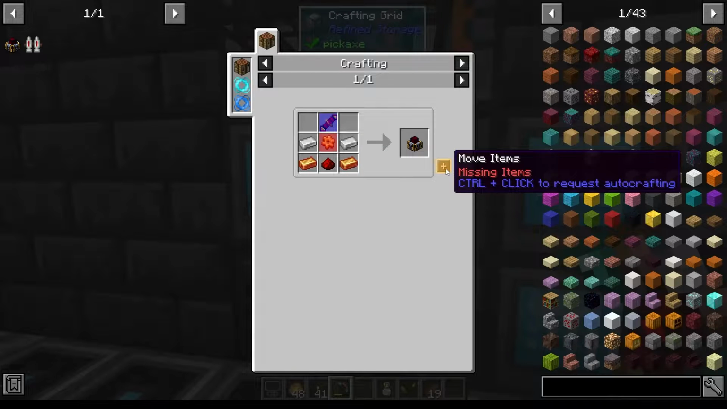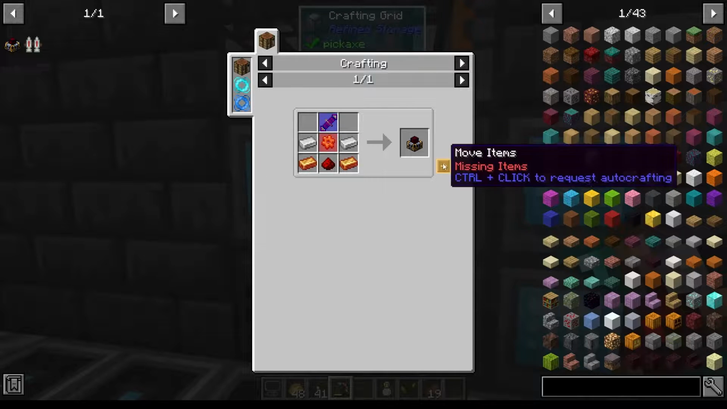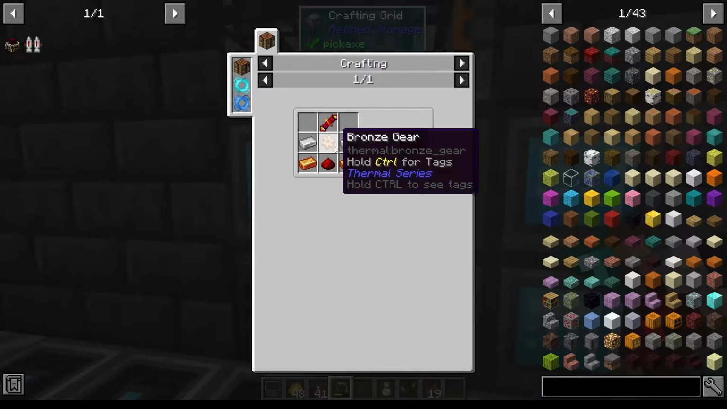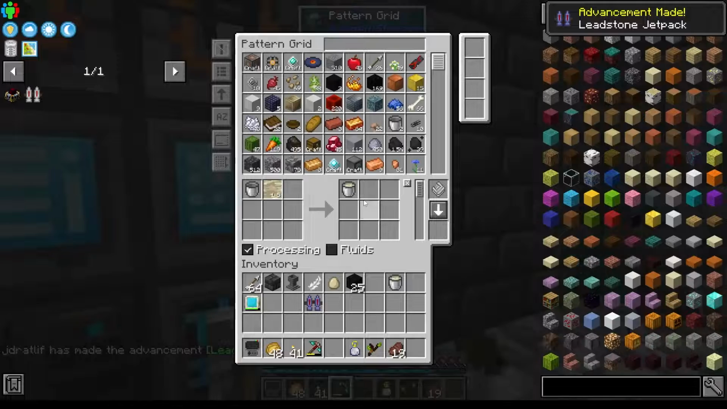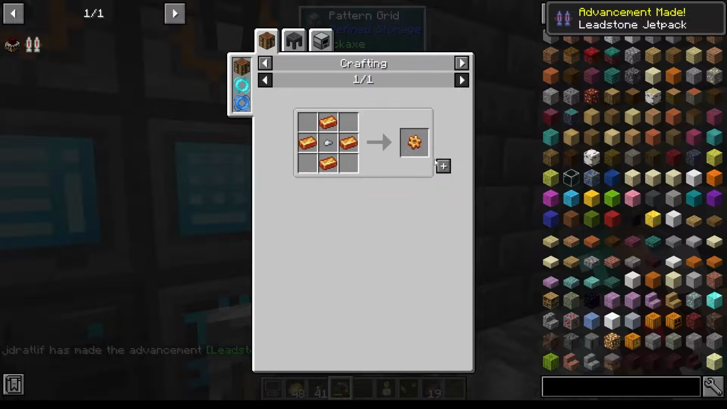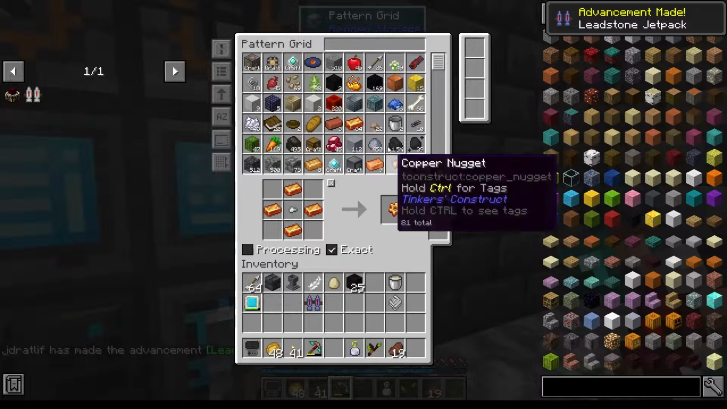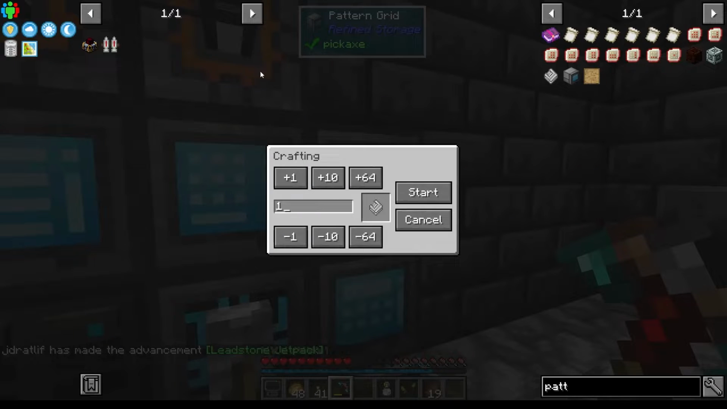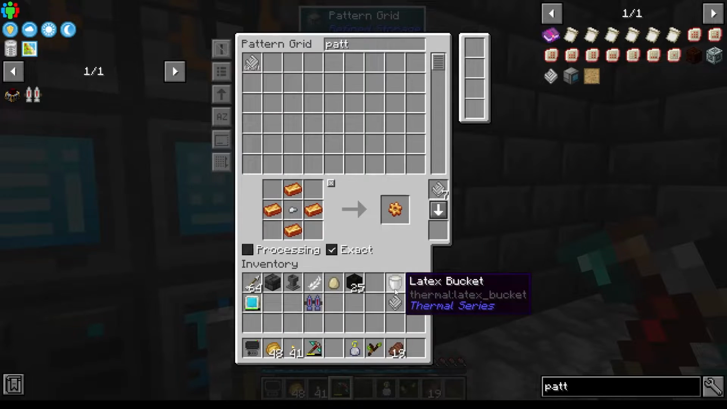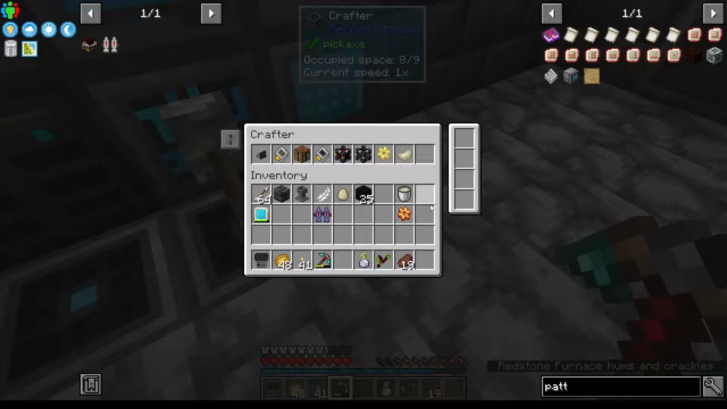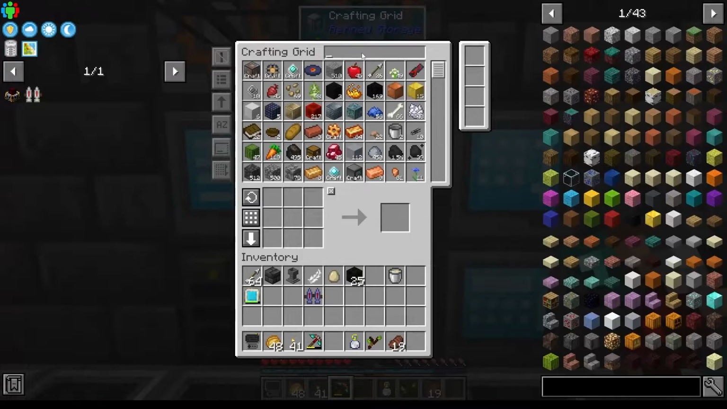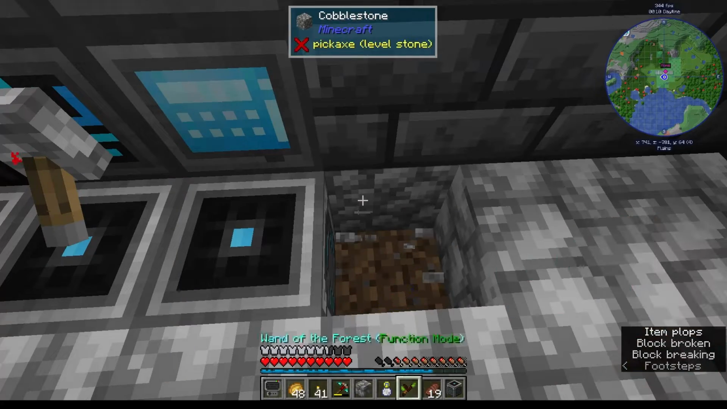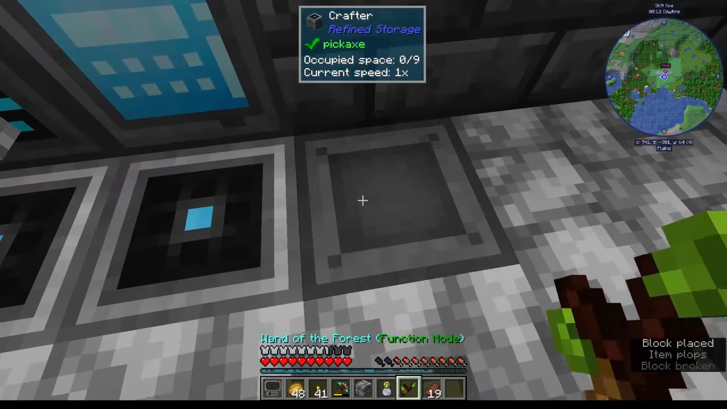So let's see here. You can make those things. I don't know how to make bronze gears, though. Let's teach you how to make bronze gears as well. Do we have any more patterns? Yeah, we do. Okay. Can we make 10 more? We can. So let's do that. And there we go. Did I make a crafter? Yeah, I did. Okay. So here we go. Another crafter.